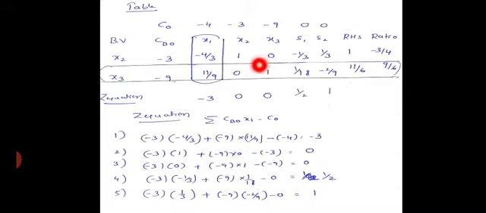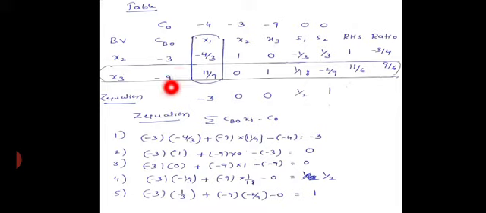Again in my Z equation, we search for negative values, and that negative value's column becomes the key column now, the x1 column. And how to calculate the key row now? For the key row, these elements will be divided with respect to the RHS value. 1 divided by -4 by 3 becomes -3 by 4, and 11 by 6 divided by 11 by 9 gives 9 by 6, which is a positive value. This becomes the key row now.